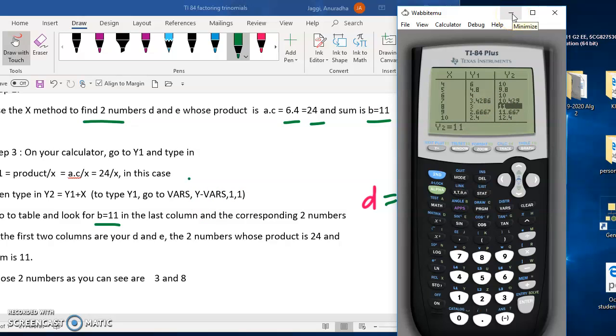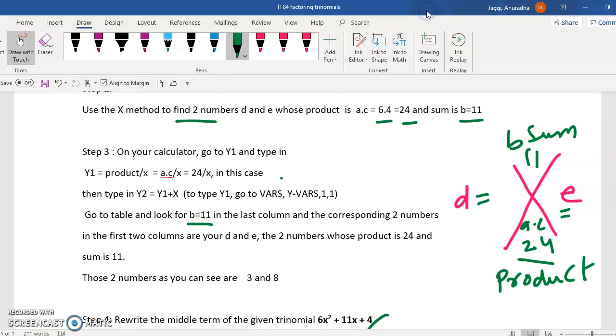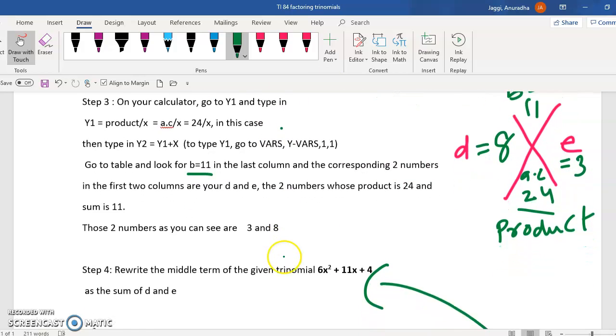Okay. So I'm going to take those two numbers and write them down: 8 and 3. So what do you do next after that? You have your two numbers, 8 and 3, or 3 and 8, it does not matter.